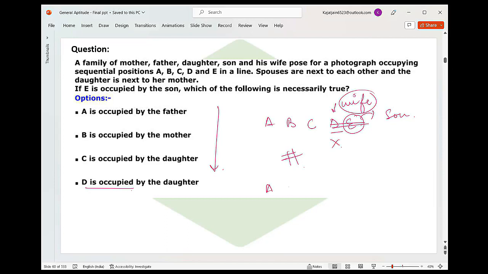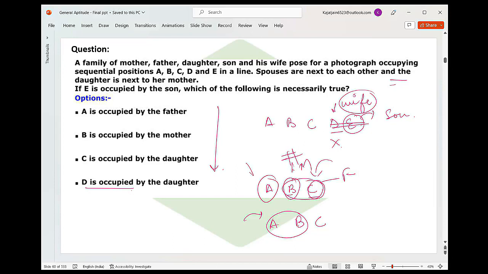Now let's look into A, B, and C. If the spouses need to sit together, then either the spouses are B and C, or the spouses are A and B. C is single, the daughter does not have any partner. So either B and C are father and mother, or A and B are father and mother. If B and C are father and mother, the next condition is that the daughter has to sit with the mother. So this will be the father, this will be the mother, and over here this will be the daughter, because the mother and daughter need to sit together.